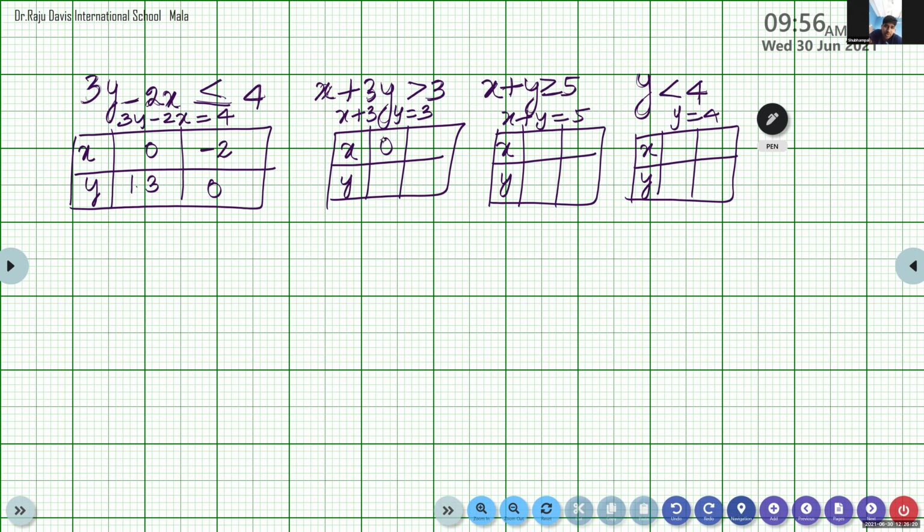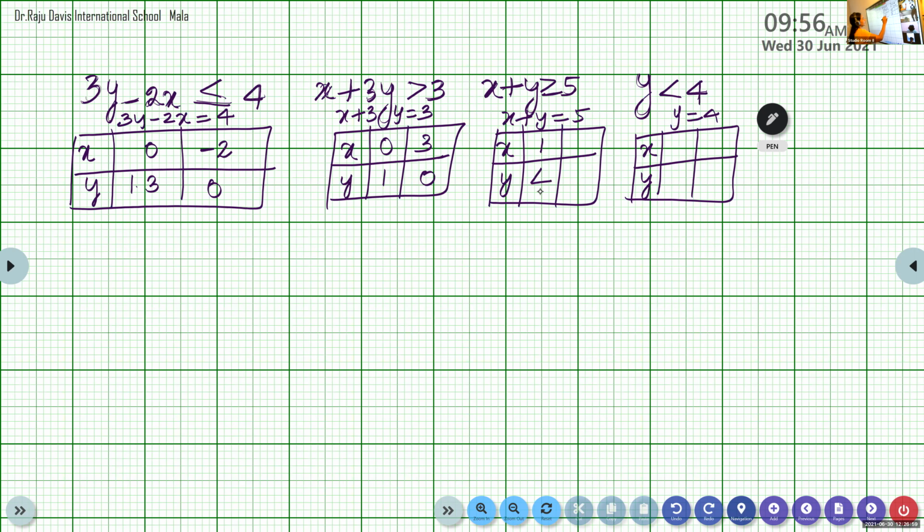Ma'am, x plus y is equal to 5 now. The second equation is x plus 3y equal to 3. The third equation is x plus y equal to 5. So when x is 0, here what you will get? y is 1, isn't it? Similarly, y is 0 means x is 3. Now tell me, Shubham, for the third one you give the answer.